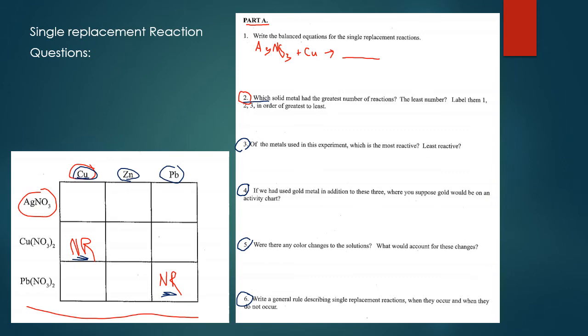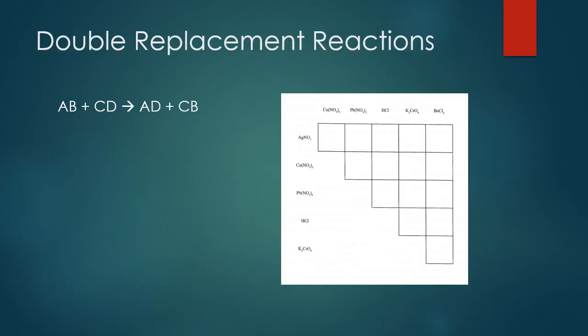Let's move on to Part B. In Part B, we're looking at double replacement reactions. So here's the basic scheme for a double replacement reaction. You have 2 compounds reacting together, and they're switching places. So compound AB reacting with compound CD. And what we have is A partnering up with D on the product side to form AD. Then we have the other 2 ions, C and B, partnering up to form compound CB.